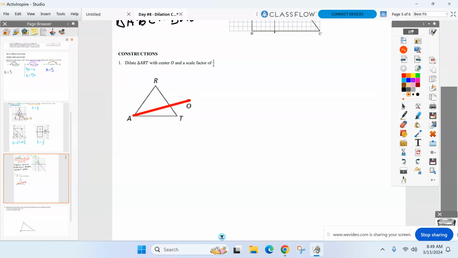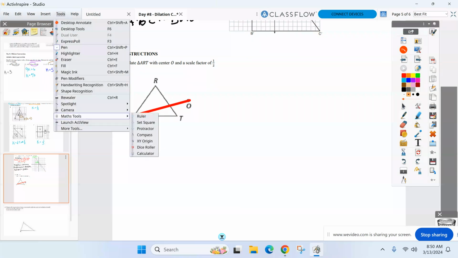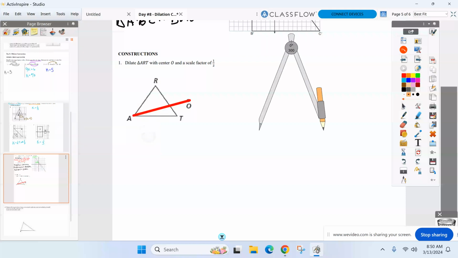What am I looking for then? Oh, I'm looking for the midpoint of this, aren't I? You guys know how to do that. We just need a refresh. You guys know how to find the midpoint. You know how to do that construction. I take my compass. So what we're about to do is find the midpoint of AO, because that'll be halfway.